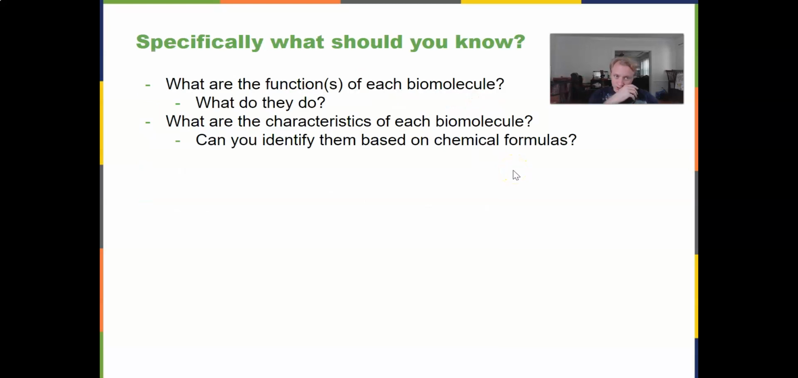So specifically, what should you know about these things? I'd like you to know what their functions are. Why are we talking about these things? Why are these important? What is it that they actually do for us? And I'd also like you to know the characteristics of each biomolecule. Can you identify them based on chemical formulas? Hopefully I'm going to make that somewhat easy for you guys. I'm going to give you some hints in this lecture. I'm going to tell you about things that I'm going to do to make your lives easier. And it'll be slightly simplified, but that's okay.